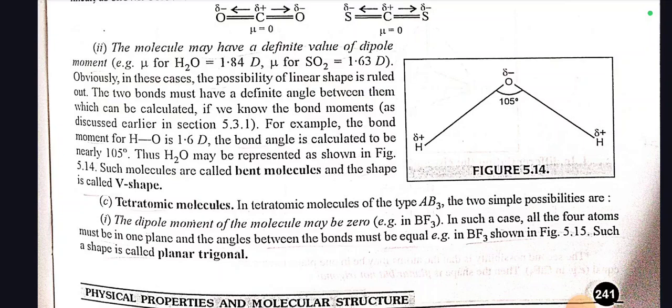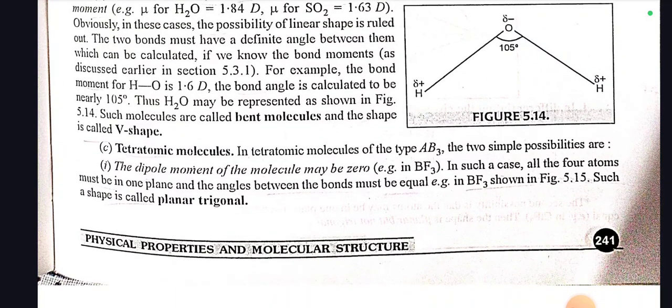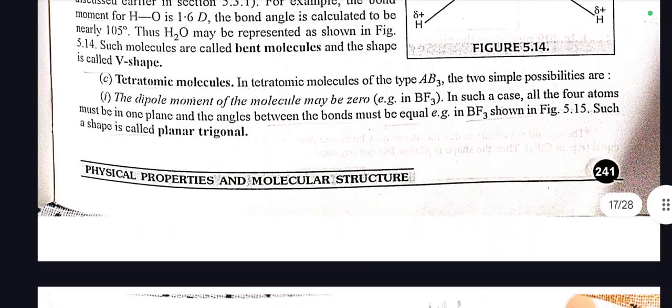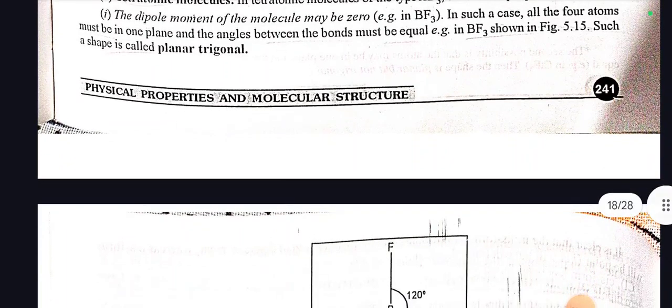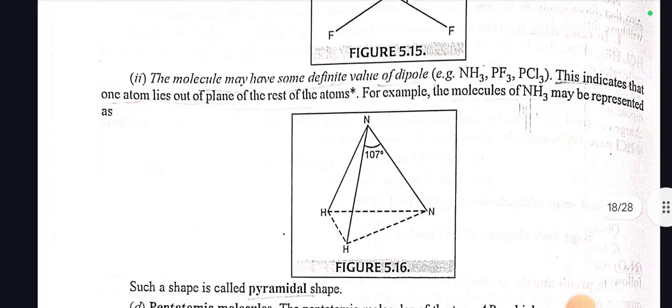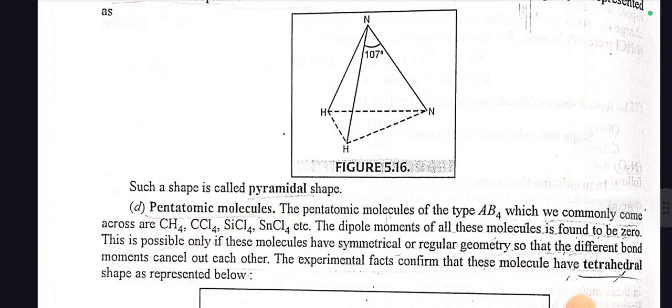C, tetraatomic molecule. In a tetraatomic molecule of the type AB3, the two simple possibilities are: first, the dipole moment of the molecule may be zero. In such a case, all the four atoms must be in one plane and the angles between the bonds must be equal. In BF3, such a shape is called planar trigonal. Second, the molecule may have some definite value of dipole moment. This indicates that one atom lies out of the plane of the rest of the atoms. For example, the molecule of NH3 may be represented as shown. Such a shape is called pyramidal shape.